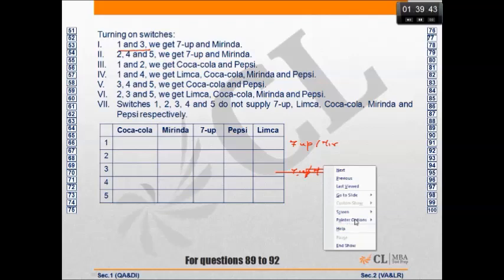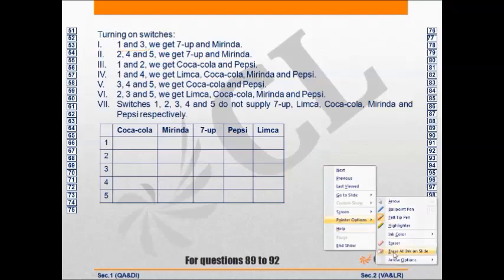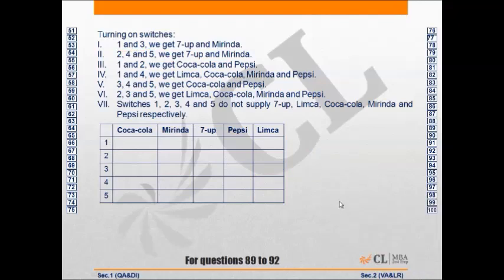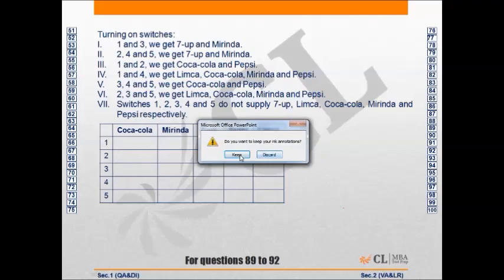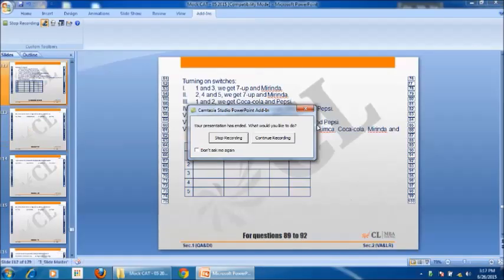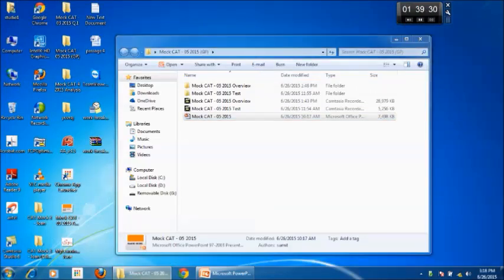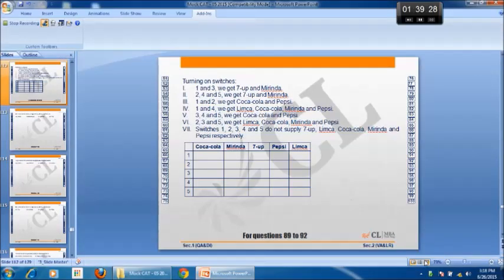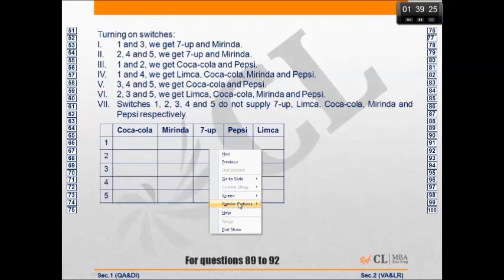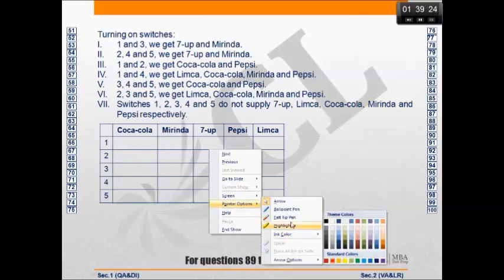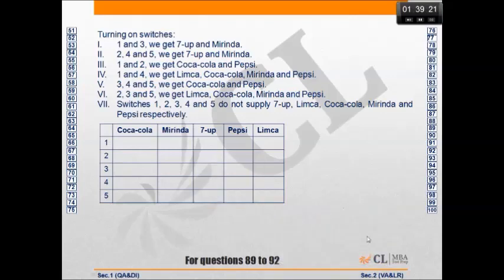With 2, 4, 5 we get 7 Up and Miranda again. The pointer vanishes with that, unfortunately. Let me get the pointer so that we don't have a problem. Okay, back with the pointer. Now I won't erase anything. With 1, 3 we get 7 Up and Miranda. With 2, 4, 5 we get again 7 Up and Miranda. 2, 4, 5 are 3 switches giving 6 drinks, which means there has to be 3 common between the two.